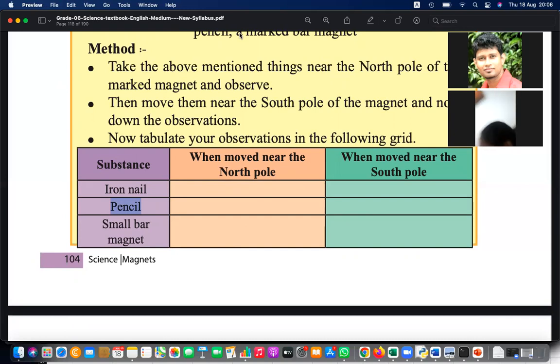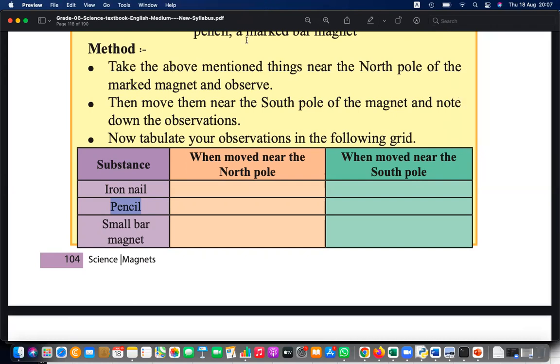So why is it remaining as it is? What's the reason? It does not have magnetism. So we say it's not a magnetic element, right? Since it is not a magnetic element, it will neither attract nor pull out.